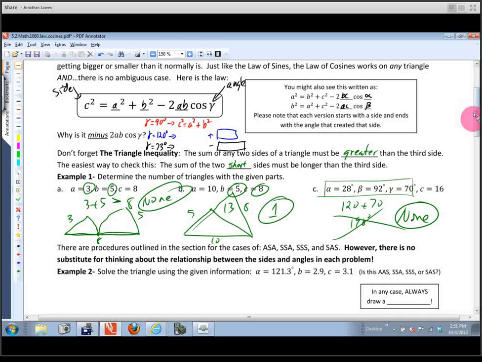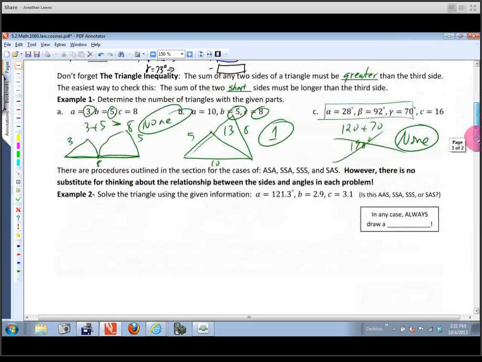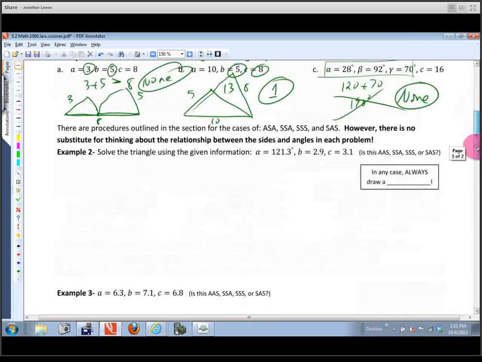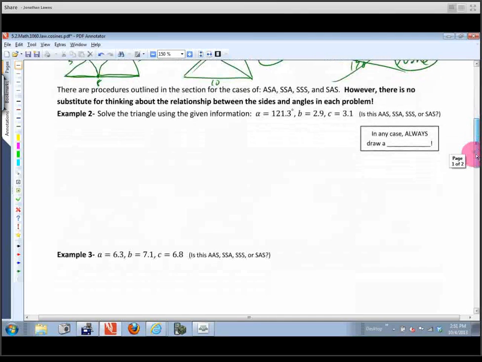Okay? Now, if you take a look at the section, it actually outlines some procedures for solving triangles based on whether it's an angle-side-angle, a side-side-angle, side-side-side, and so forth. But really, there's no substitute for stopping and thinking about the relationship between the sides and the angles on each one of these problems and considering drawing a picture. I mean, we're always going to draw a picture so that we can represent that. Or maybe we should say, draw a triangle to represent these.